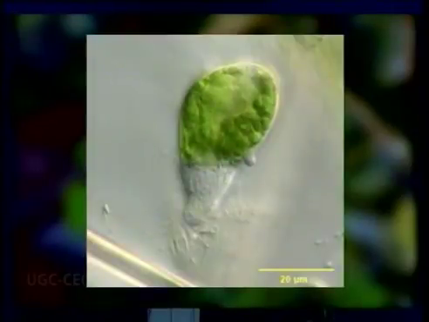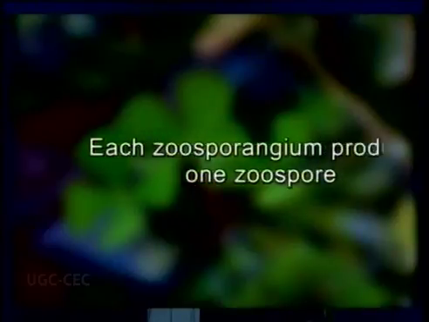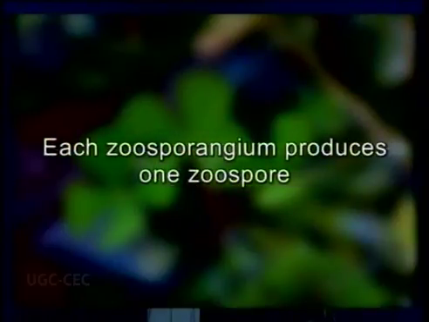In asexual reproduction, zoospore formation is the most common form, where certain cells of the filament, usually the cap cells, develop into zoosporangia. Each zoosporangium produces only one zoospore.